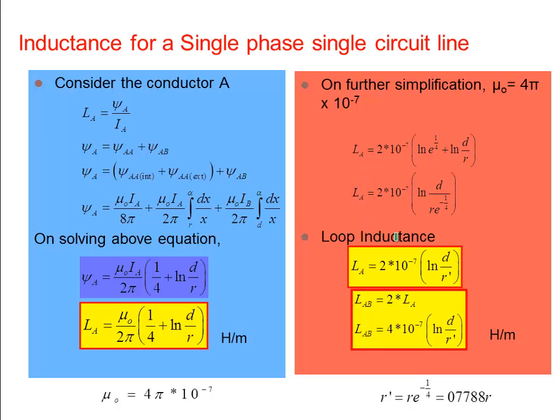Now if we go for loop inductance, because all the loads are connected in parallel, to find the total net inductance of the single circuit, the two conductors A and B are in series, and the net inductance will be twice the inductance of conductor A. That means LAB equals 2 into LA. So LAB equals 4 into 10 to the power minus 7 ln D by R dash.